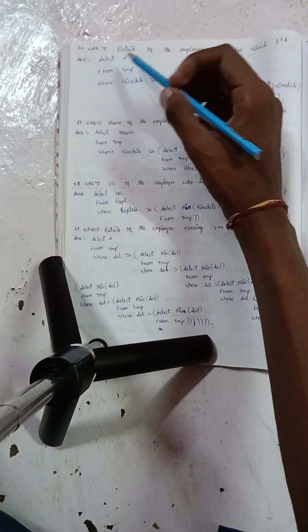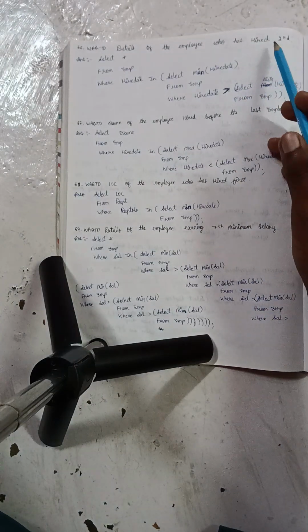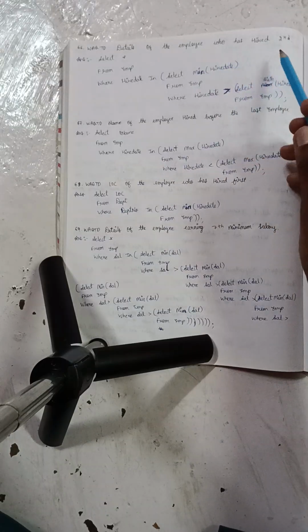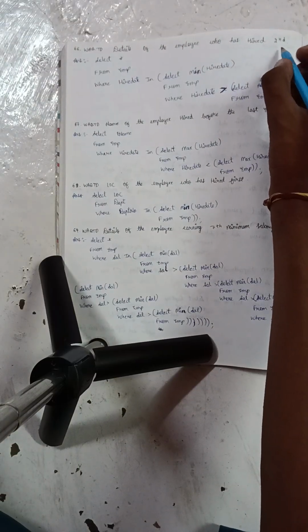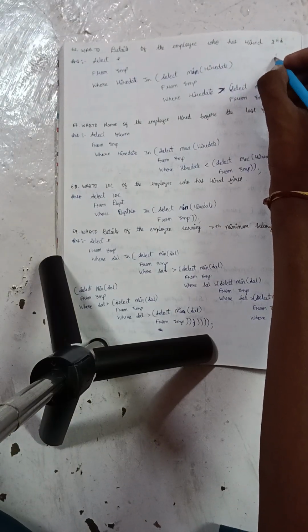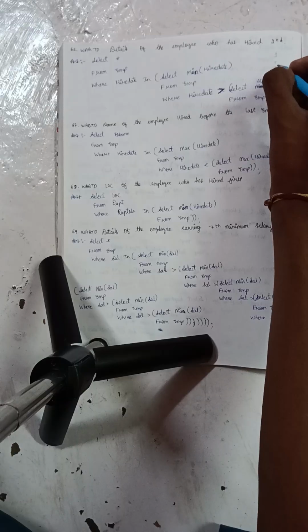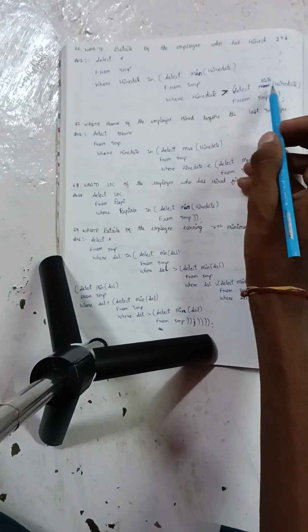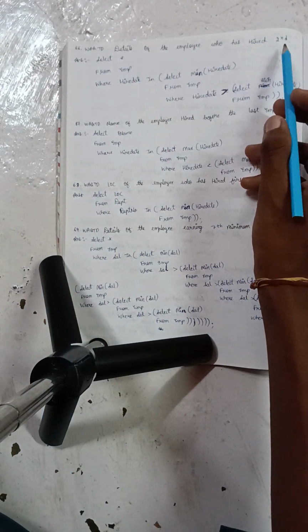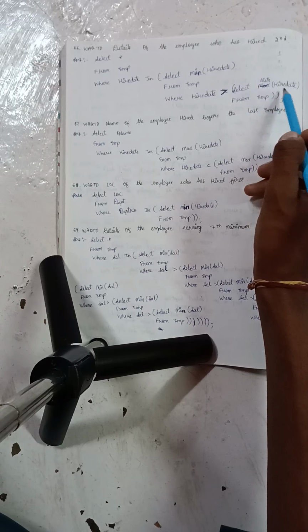Another query: write a query to display details of the employee who was hired second. So here we want to know about the hire date of the employee. The hire date is second. If someone was hired first, we will get the minimum number, and then second means somewhat greater, and after that it will increase. So here we will select the minimum hire date. Here we will get the first hired. First hired means the date will be less. So select the minimum of hire date from EMP.